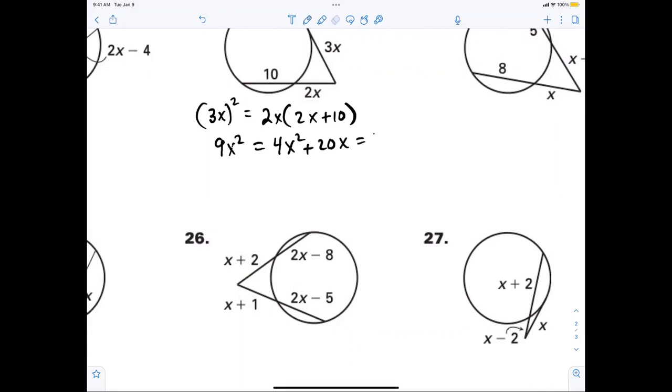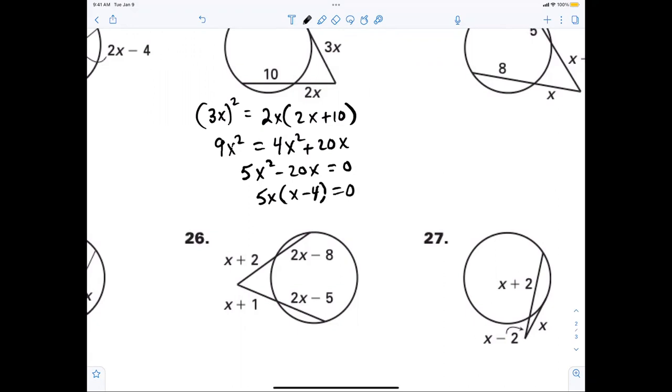All right, that one's a little bit better now, because now when we set it equal to 0, we end up with what? 5x squared minus 20x equals 0. So what's the GCF here, guys? 5x. We end up with what? x times x minus 4.